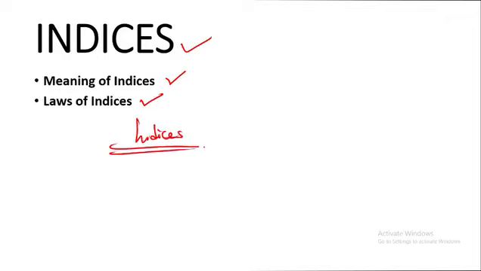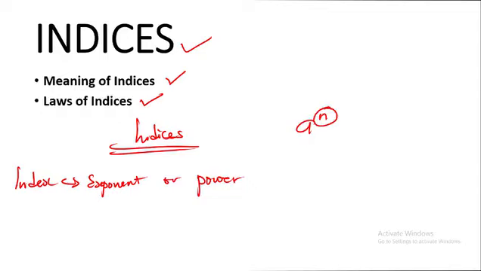When we hear the word indices, what does it mean? The word indices comes from the word index, which means exponent or power. So when we have a raised to power n, our n is the index, where a is the base. These are the two major terms we'll be using in this study.